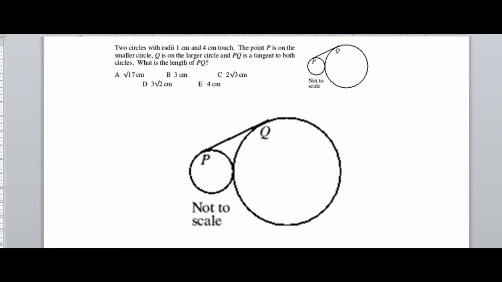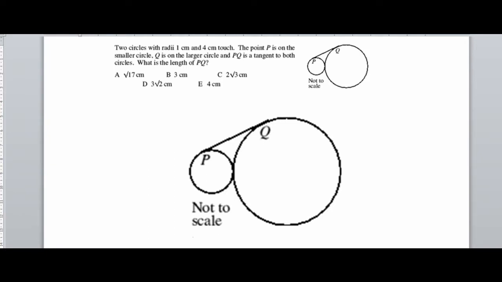Okay, so the first question is: two circles with radii 1 centimeter and 4 centimeters touch. The point P is on the smaller circle, Q is on the larger circle, and PQ is a tangent to both circles. What is the length of PQ?